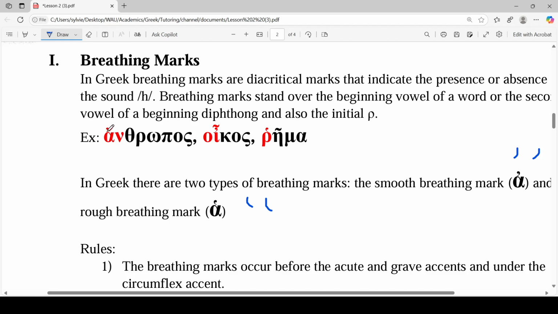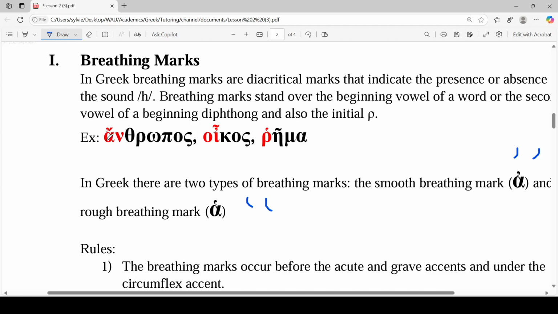It's very interesting and important to know that the breathing marks don't occur on any kind of letter in a word, nor do they occur on any kind of vowel. They always occur on the beginning vowel of a word or the beginning diphthong of a word. And when they occur on the beginning diphthong, it's always the second vowel of the diphthong that bears the breathing mark.